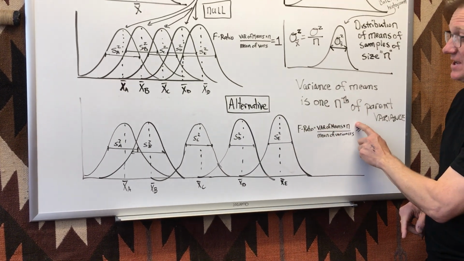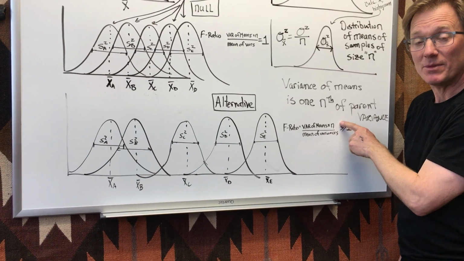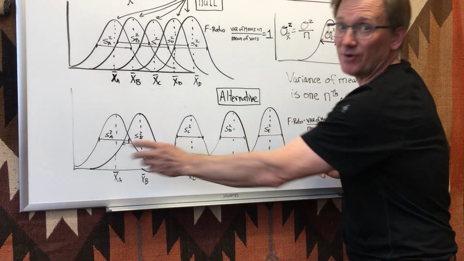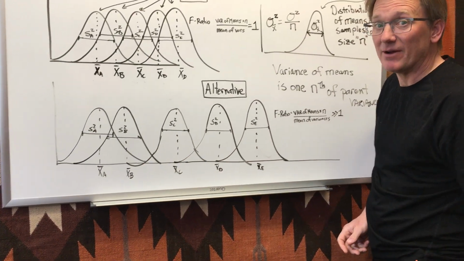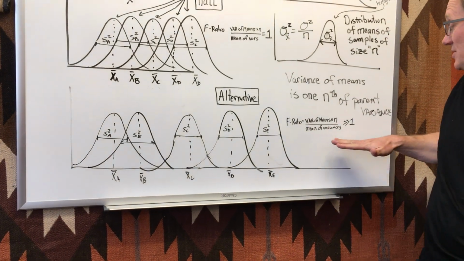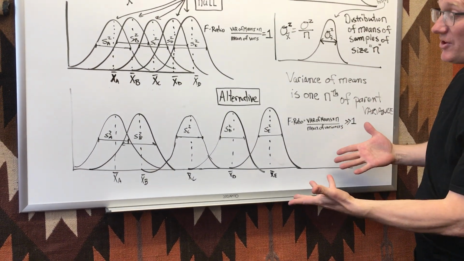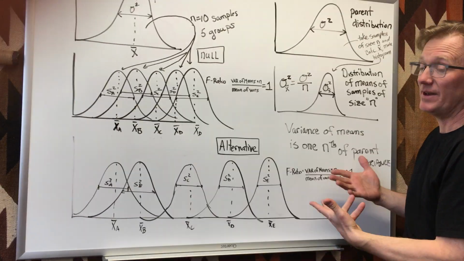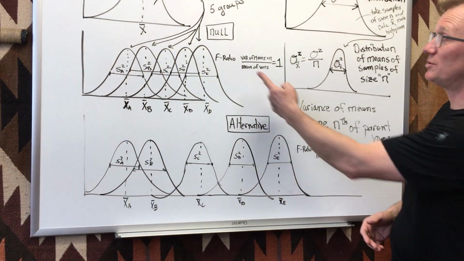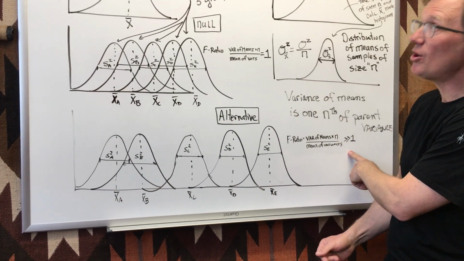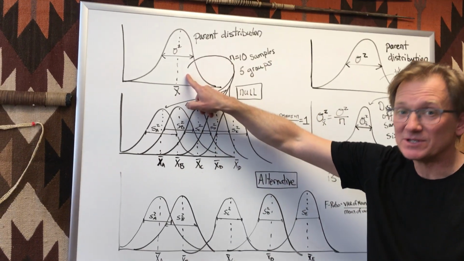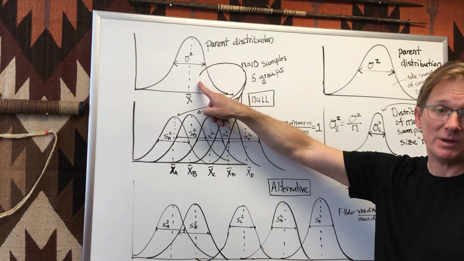So in this case, the F ratio gets really big, much bigger than 1, if the means are far apart, meaning that they're taken from different parent distributions. And so this is essentially the basis of the analysis of variance. When the F ratio gets big, it's very unlikely to occur when everything's taken from the same parent distribution, so a low p-value.